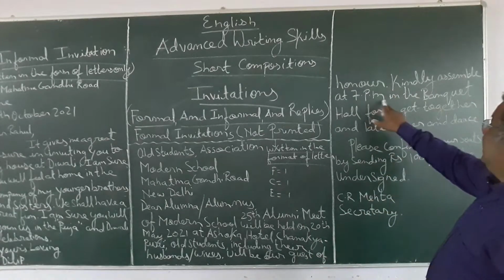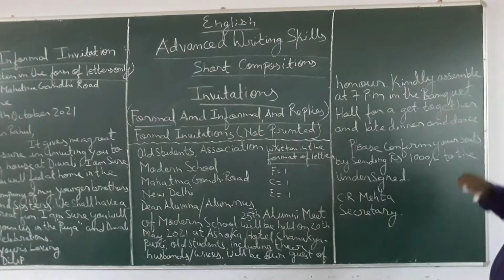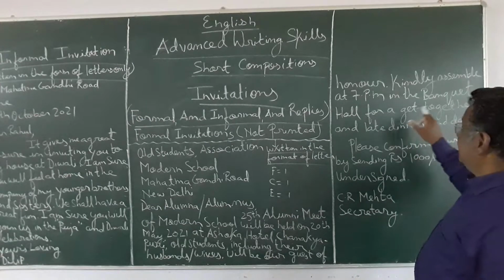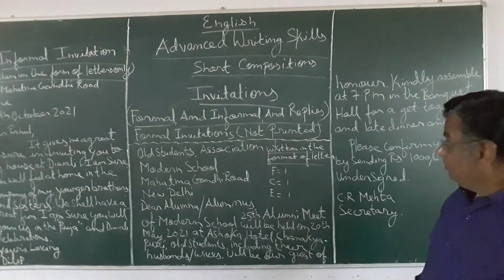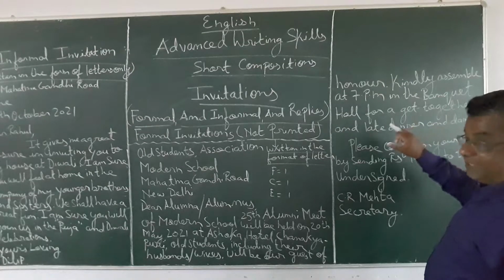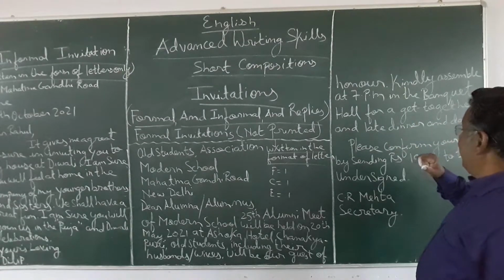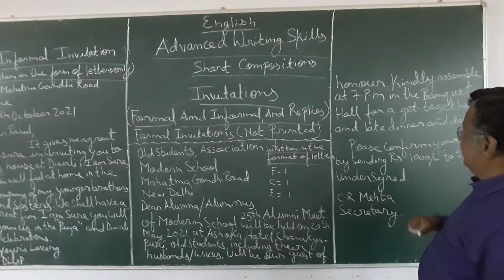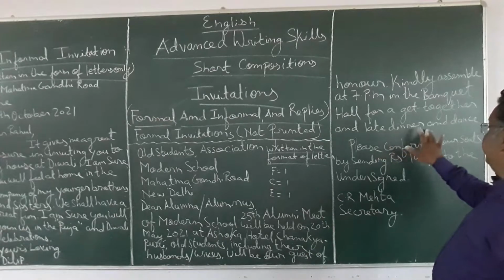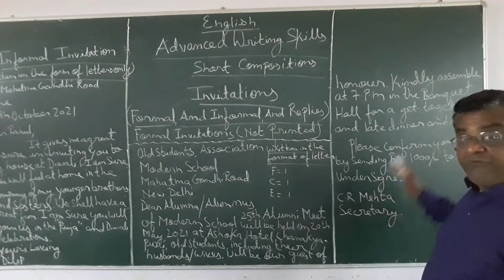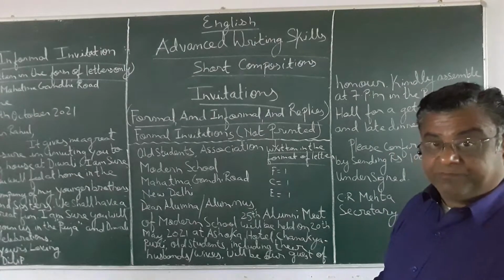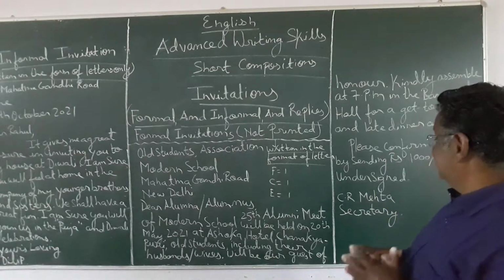Kindly assemble at 7 p.m. in the banquet hall. That means you must be assembling in the banquet hall of Ashoka Hotel for a get together, and late dinner and dance, for the old students who have passed out from your school 10 years back, 20 years back.